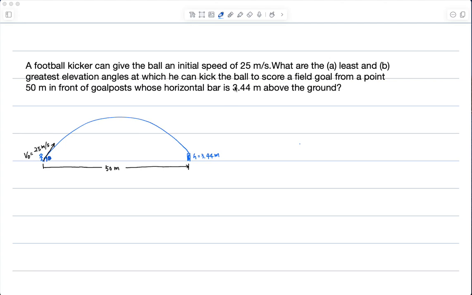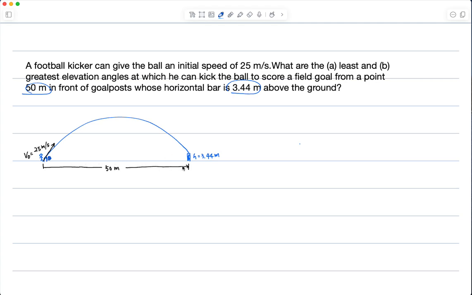So this question doesn't give much information. We only have the initial velocity, 25 meters per second, and that this is 50 meters in front of the goal spot. And we also know the horizontal bar is 3.44 meters. In order to kick the ball and score, we have to go below the bar. We cannot go over, or it will fly away. So let's try this question.